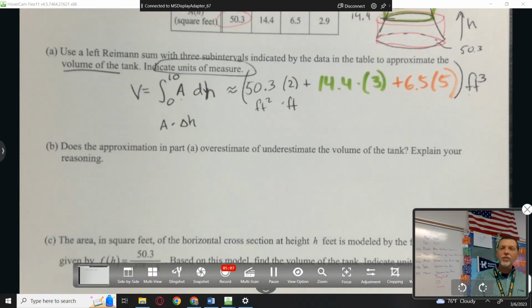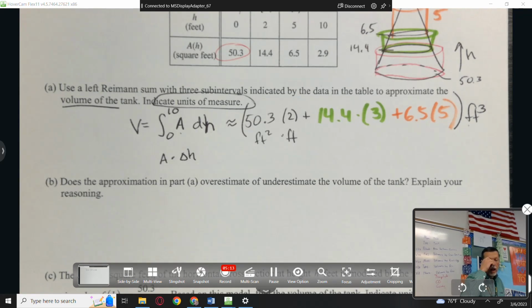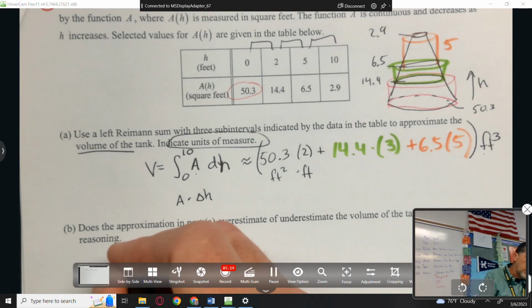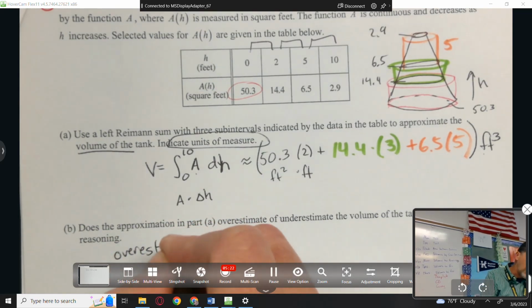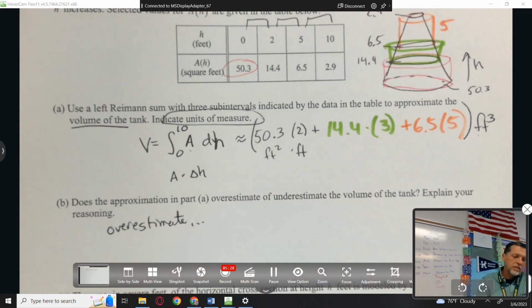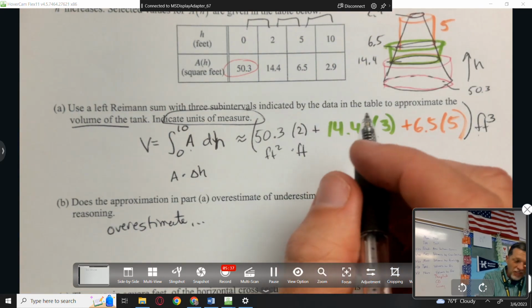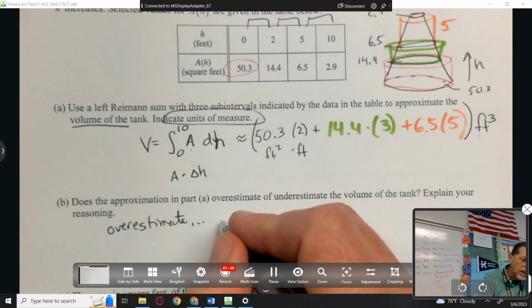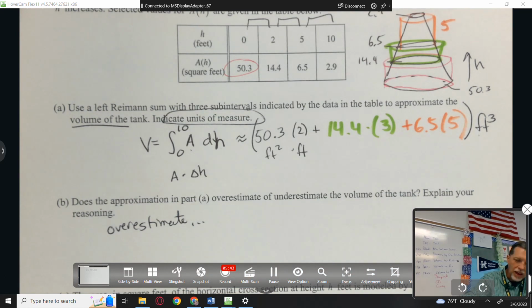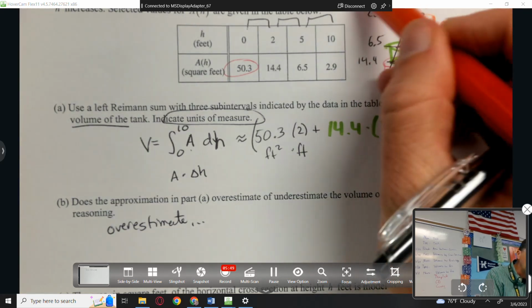Part B. I think I've answered Part B with my superb artistic skills. Does the approximation in Part A underestimate or overestimate the volume of the tank? Over. Now we need a reason other than I drew a really cool picture that makes me able to see. Because since there's an inverse relationship between area and height. Yeah, let's do better than that. I mean, that's right, but I want to say, what did they tell me that would help me to know that? They said area is continuous and decreases.